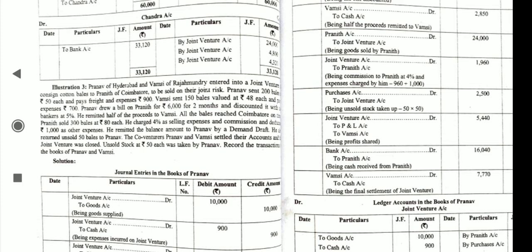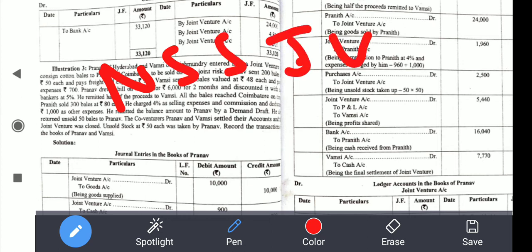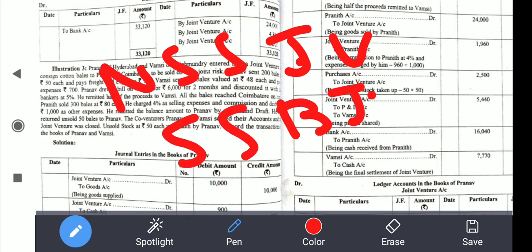The meaning of joint venture was already explained in the previous lecture, and we also solved one problem on no separate set of books for the joint venture. The accounting procedure was also explained. Here three methods are there for recording joint venture accounts. One is no separate set of books for the joint venture. Second is separate set of books for the joint venture. And third is record of transactions in the books of one of the co-ventures.